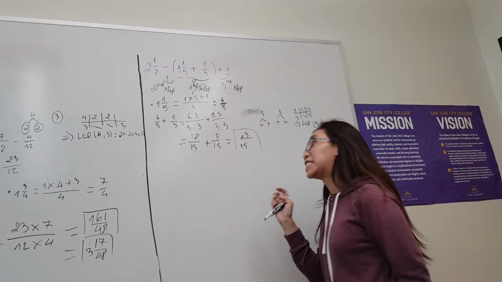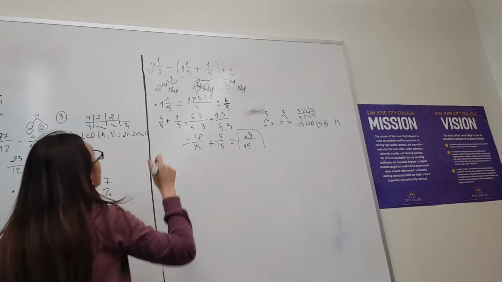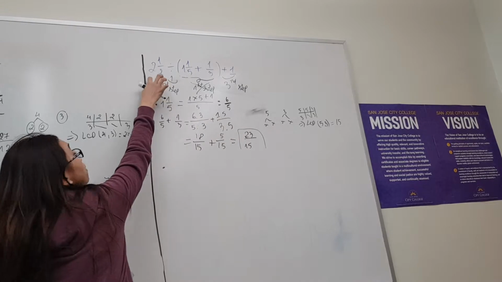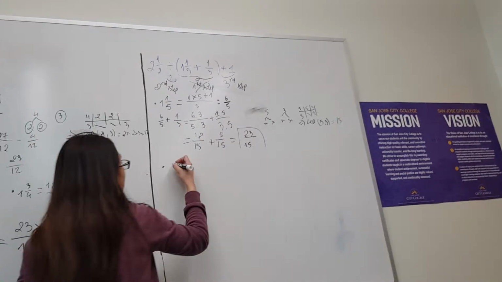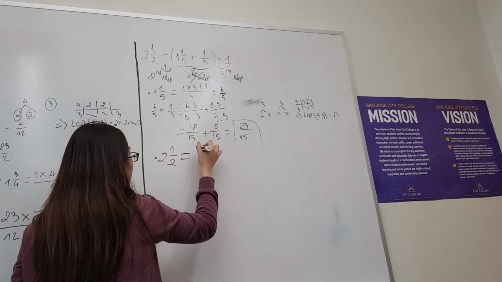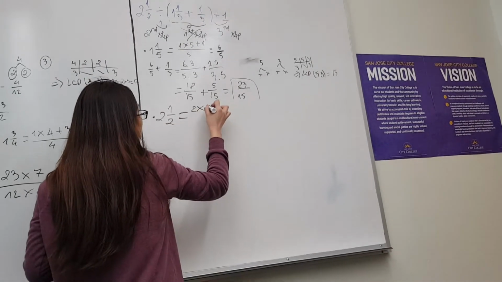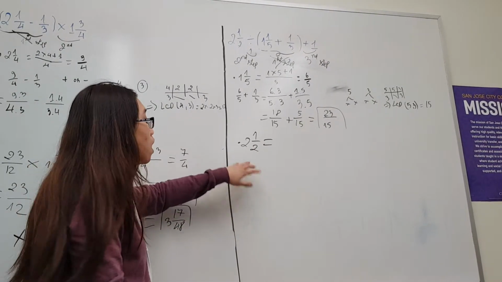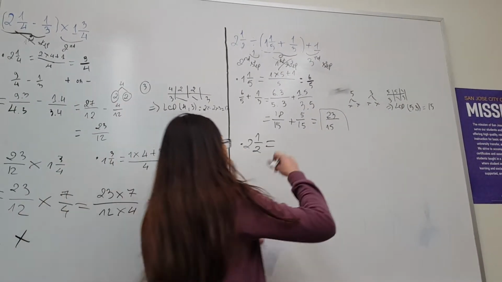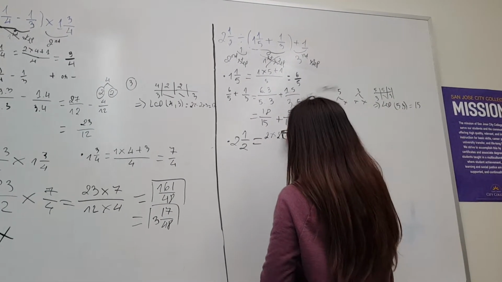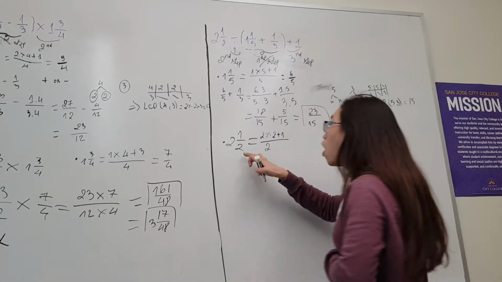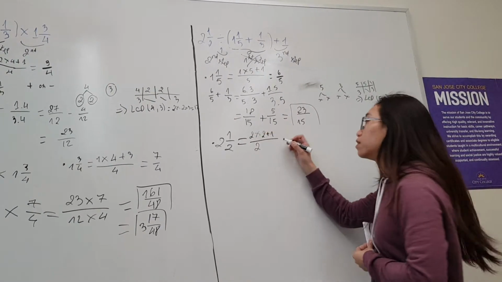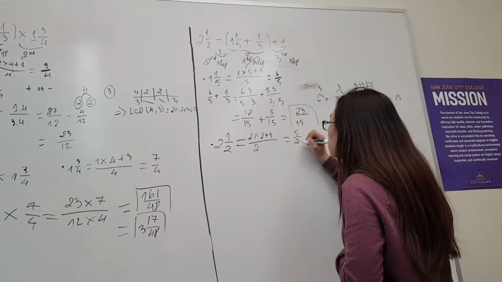Now we move to the second step. The second step, you need to do the divide. The first, when you see the mixed number, you need to change it to a fraction. 2 and 1/2. Numerator: 2 times 2 plus 1 over 2. You always keep the denominator. You need to change the numerator. You have 5/2.